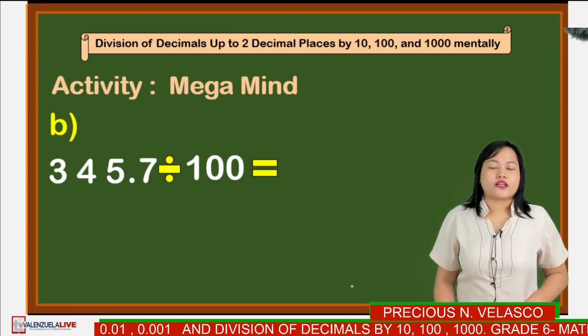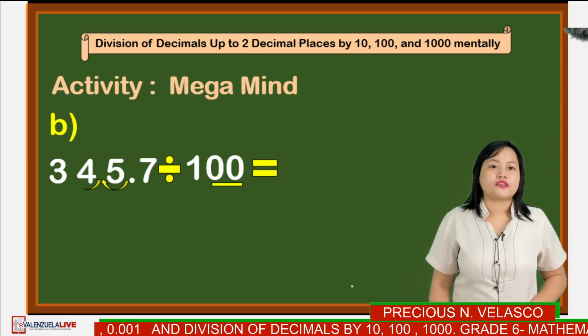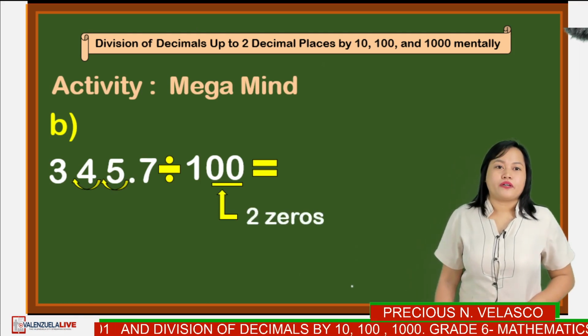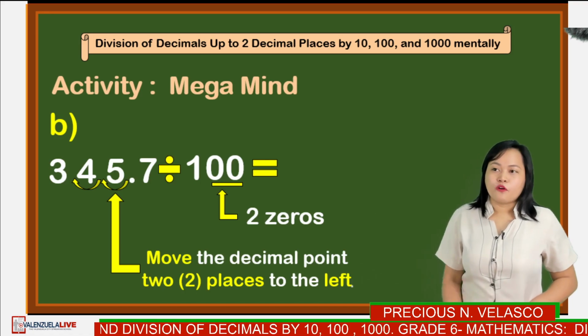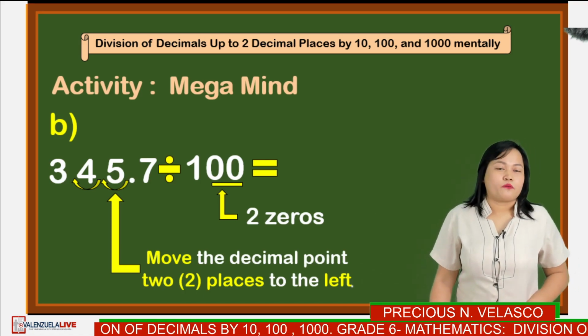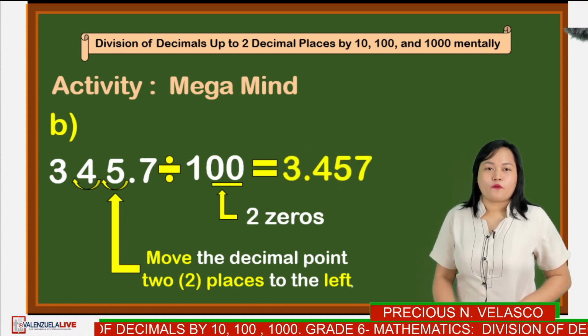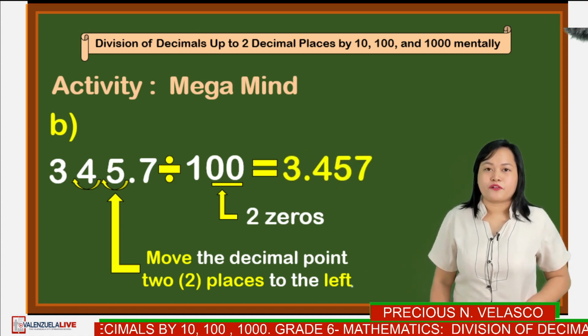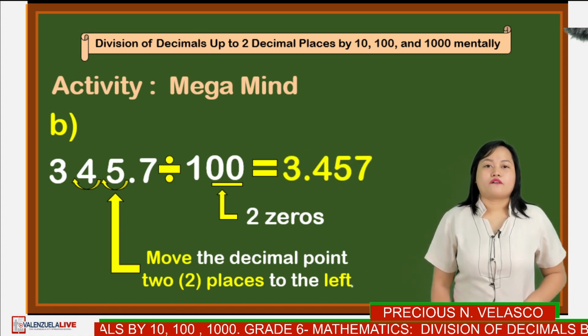Next one, letter B. In this equation, we have two zeros. So what we're going to do is to move the decimal point 2 places to the left. So what do you think is the answer? Okay, very good. So we have 3 and 457 thousandths.